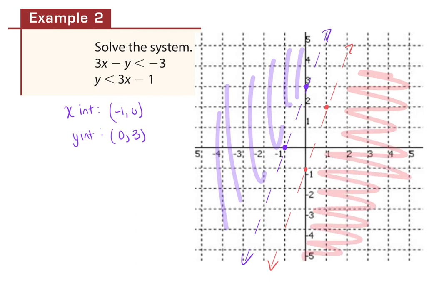All right. If I put it in slope-intercept form, let me take this first one here and put it in slope-intercept form. Subtract that 3x over. We have -y is less than -3x minus 3. Divide by -1. y is greater than 3x plus 3. What do I notice about this and this? They're parallel, right? How do I know that? My slopes are the same.